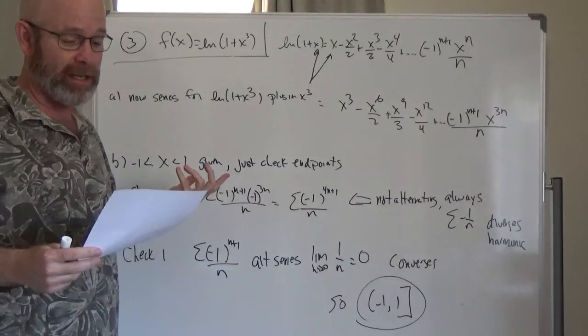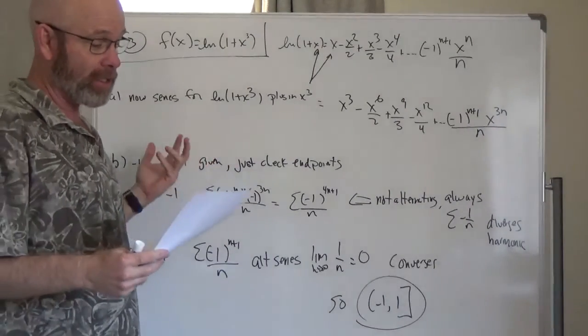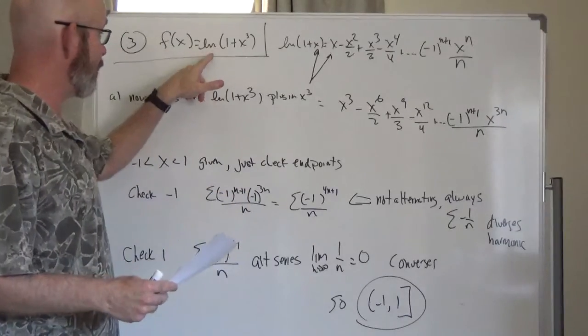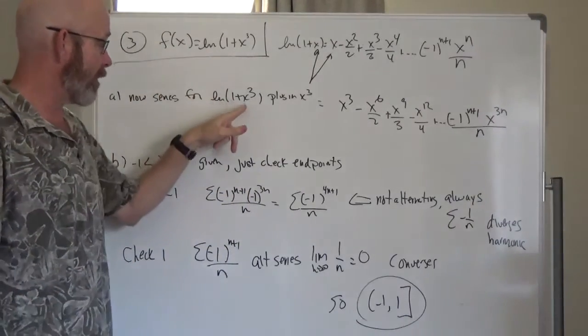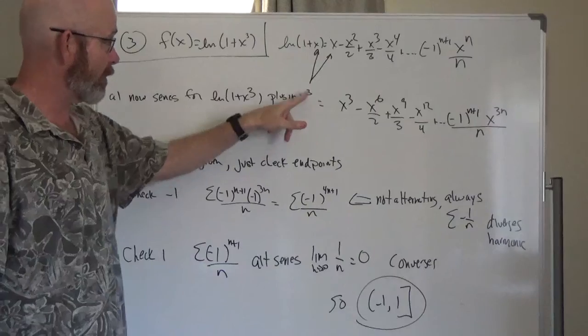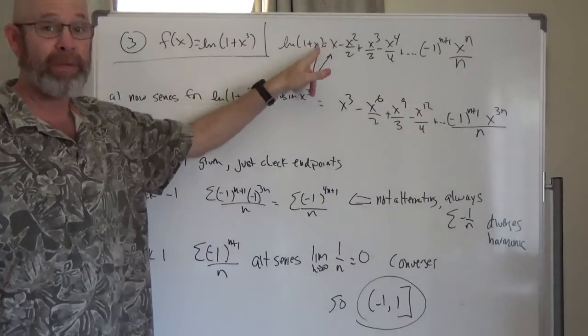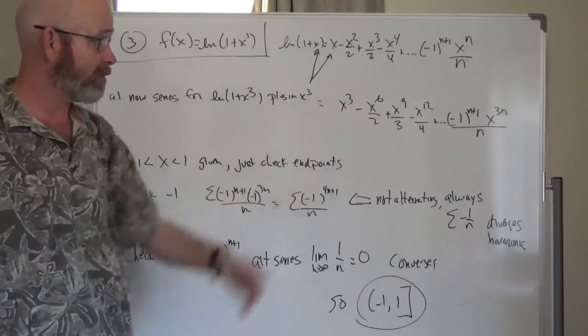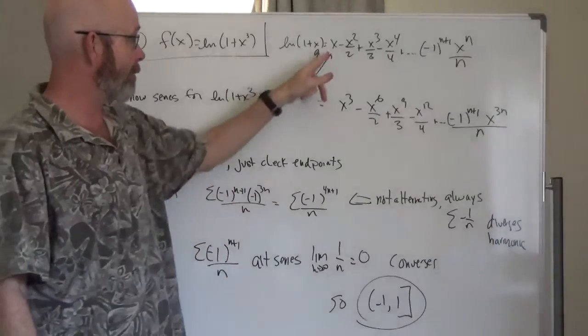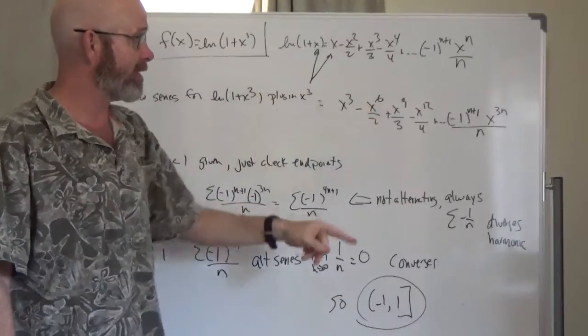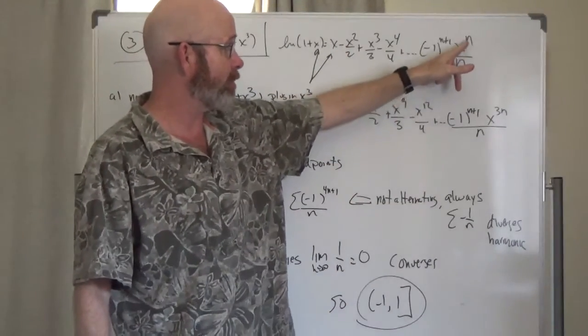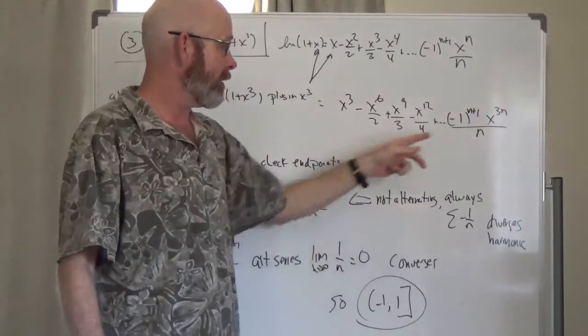So they want us to write the first 4 terms of this series. All I've got to do, natural log of 1 plus x cubed, is take that x cubed and plug it in for x in that one. So that's what you see me doing here. That becomes x cubed squared, x to the 6, and then over here, x cubed to the n, x to the 3n, general term.